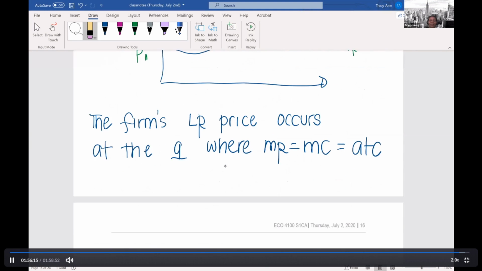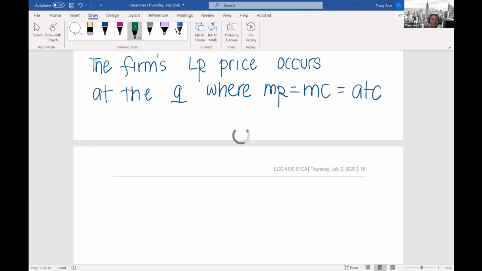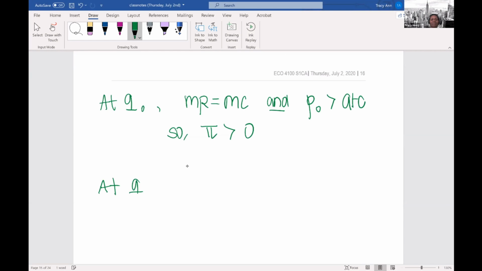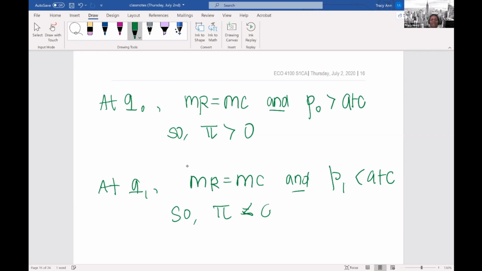So here I want to say, at Q0, my marginal revenue is equal to marginal cost, and my price P0 is greater than my average total cost, so profit is positive. But at Q1, my marginal revenue is also equal to marginal cost, and my price is less than average total cost, so profit is less than 0.